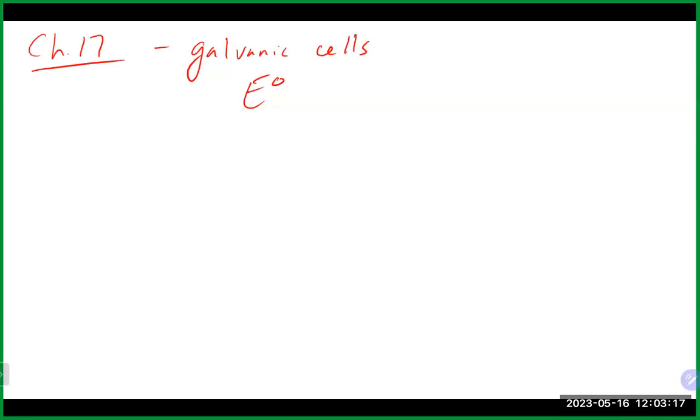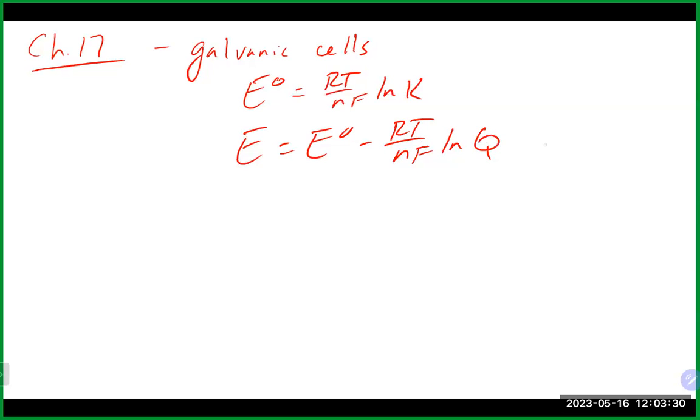We have E of a cell is equal to RT/nF natural log of K. We also have E is equal to E naught minus RT/nF natural log of Q, which is the Nernst equation, which we could use when we're under non-standard conditions. So that's basically what this E is.